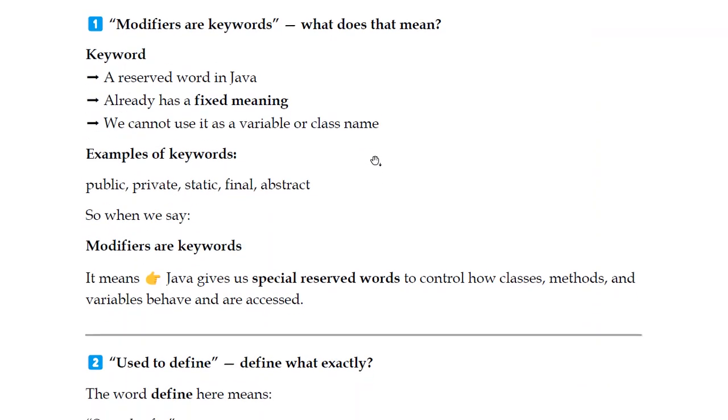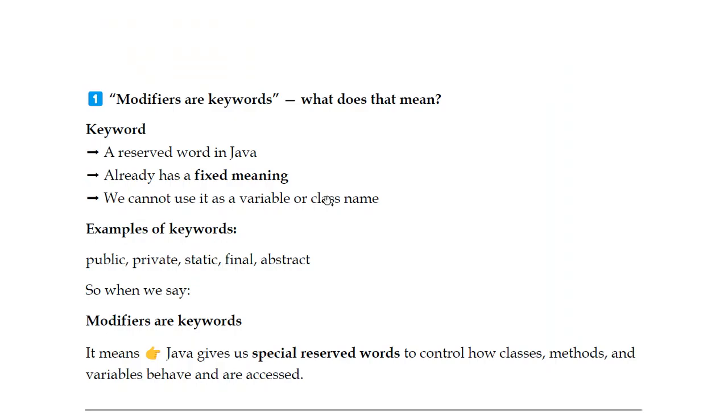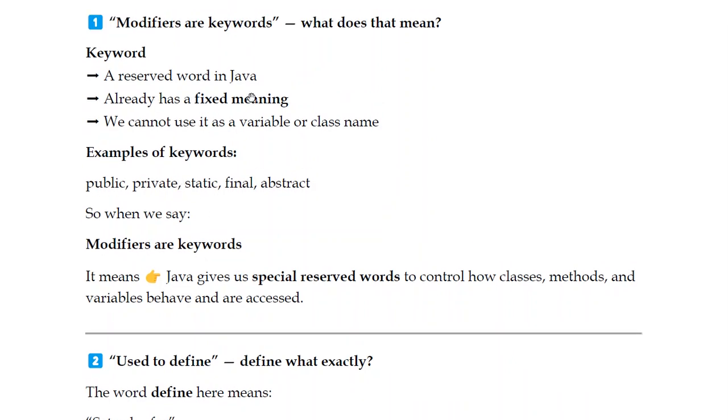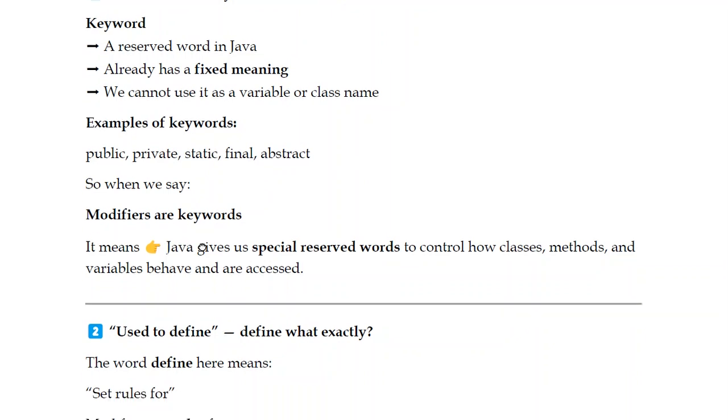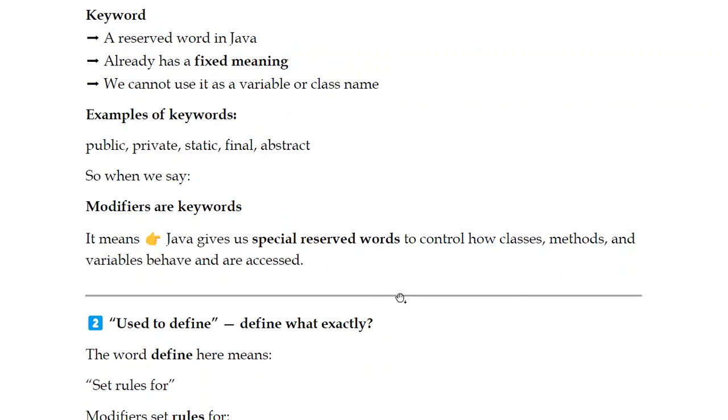Next, we'll move on to the definition: modifiers are keywords used to define the access, behavior, and scope. All the words I'll explain one by one. Modifiers are keywords. What does that mean? Keyword means a reserved word, a fixed one. We can't change it. For example, public, private, static, final, abstract: all these five words are keywords. You can't use them as a variable or a class name. That's why we call modifiers keywords, special reserved words.